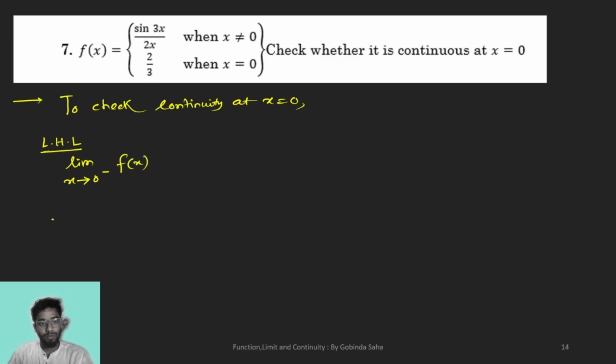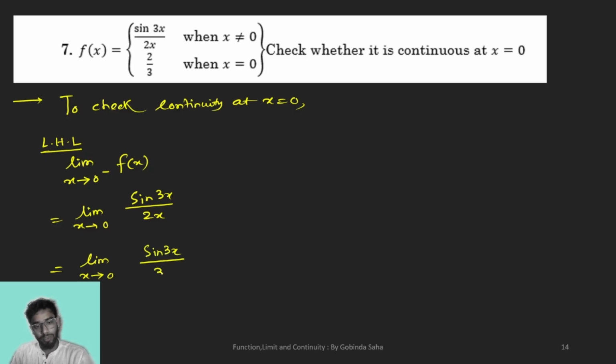So limit x tends to 0 minus, since we have to check the continuity at x equals 0. So limit x tends to 0 minus, it is less than 0 but close to 0. So it is going to be sine of 3x by 2x. If you put the value, it will be undefined. So you have to use the standard formula for limit. So here it should be sine x by x. So we are making it sine x by x, and it should be 3 by 2. Because if you cancel it, you will get the same value.